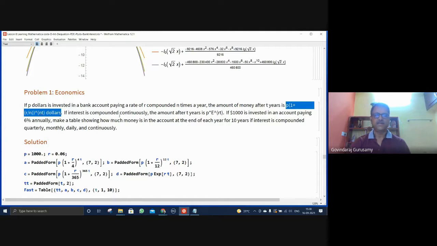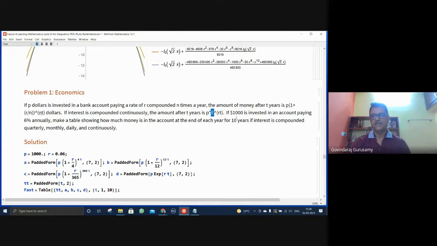The interest is compounded continuously. The amount after t years is P into e to the power rt. Look at this. This is the principal amount. This is the exponent e to the power r into t. r is the rate of interest and t is the time.